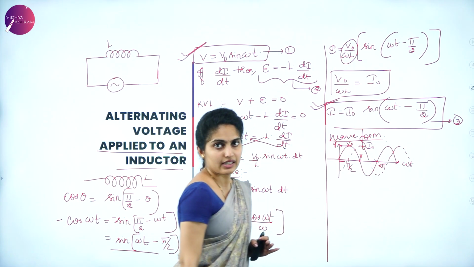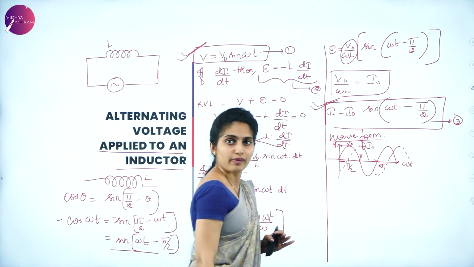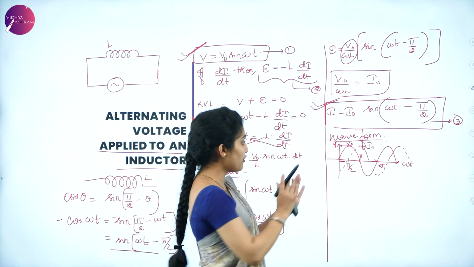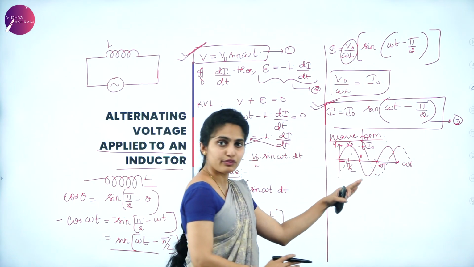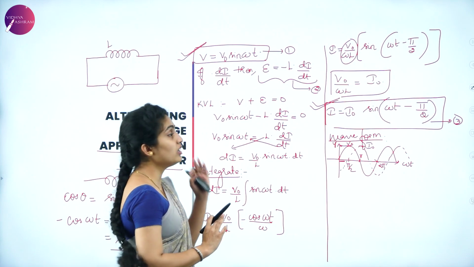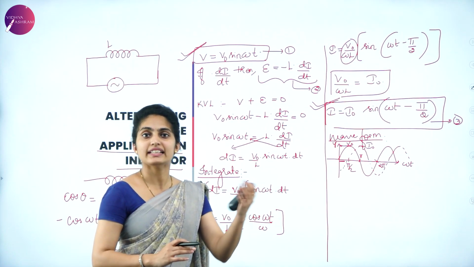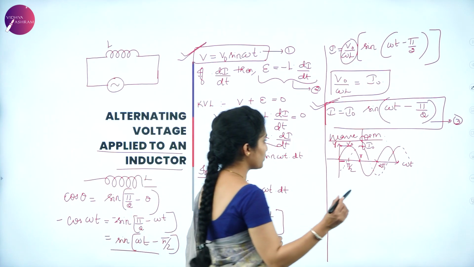Dotted lines give the current value and the solid line gives the voltage value, its peak value, and how exactly it is lagging. This is not in phase. The current lags behind by 90 degrees with respect to the voltage which is given. The current lags voltage or voltage leads the current. That is how you give it.